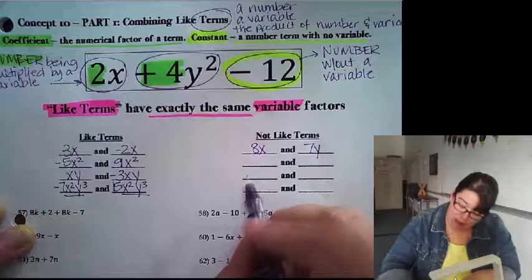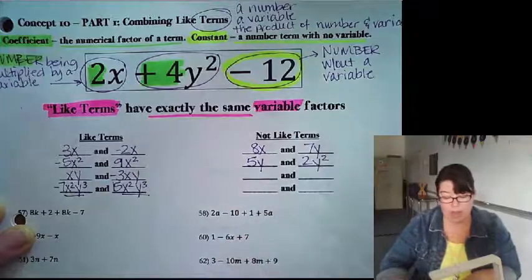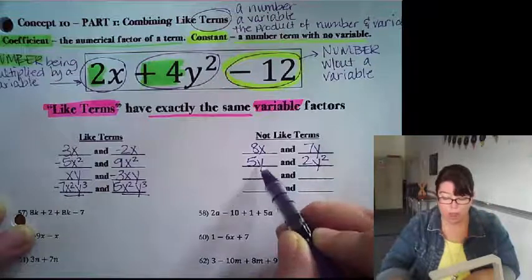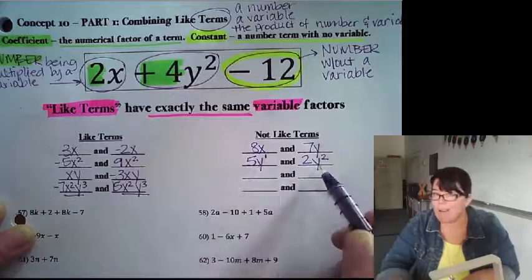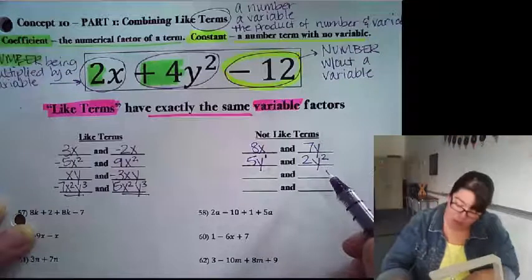You might have 5y and 2y squared. Well, now we have y in both of them, but one is a regular y, or y to the 1, and one is y squared. So they're not exactly the same. They can't be grouped together.